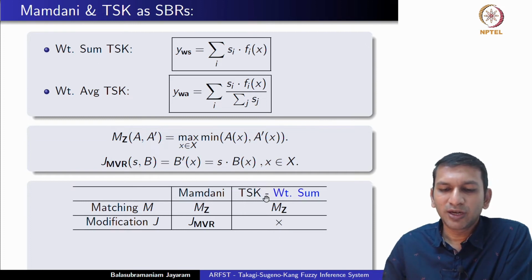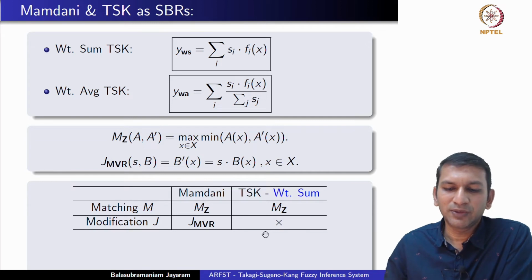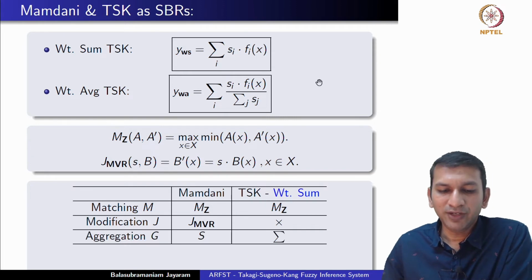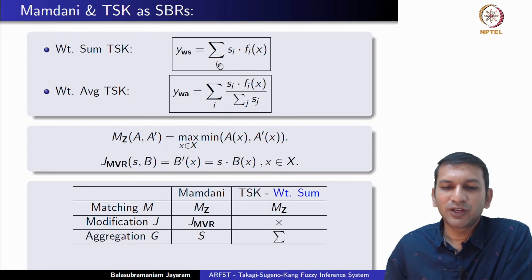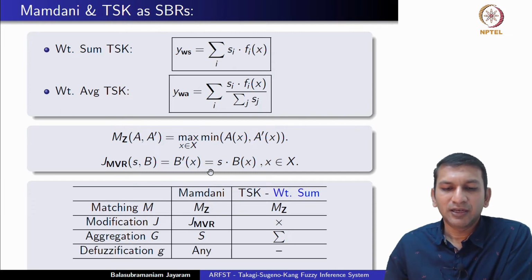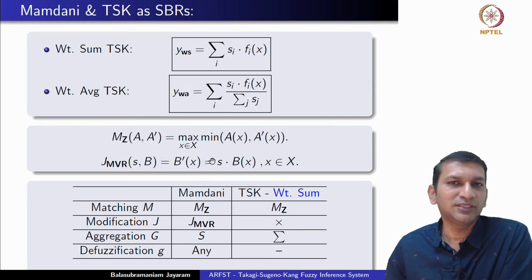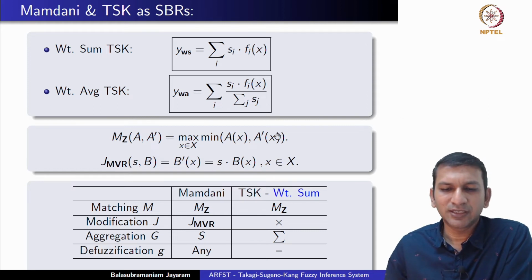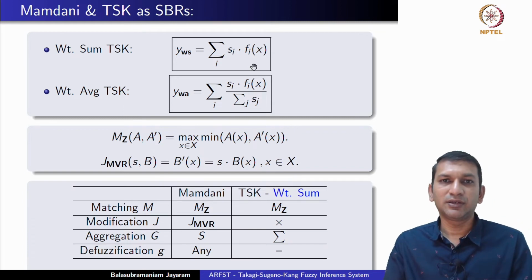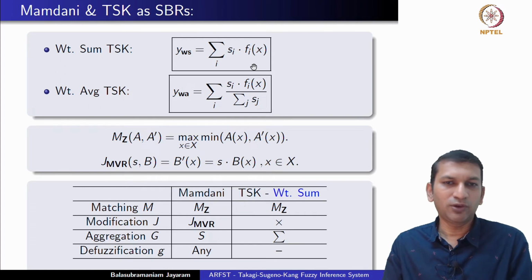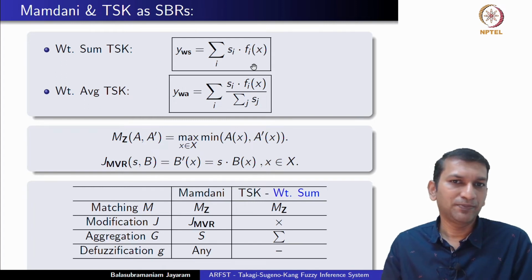You could also just look at it as product, but in the case since we are dealing with only real numbers here, we could just look at it as product here as the corresponding modification function. For the aggregation, all we are doing is using the summation, and since in a Mamdani fuzzy inference system you get an output which is a fuzzy set on Y, we need a defuzzification, whereas here you could just look at this as itself a real value.